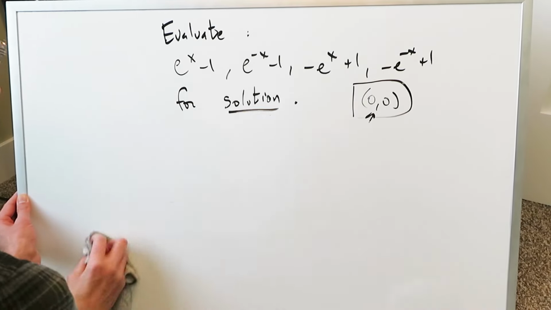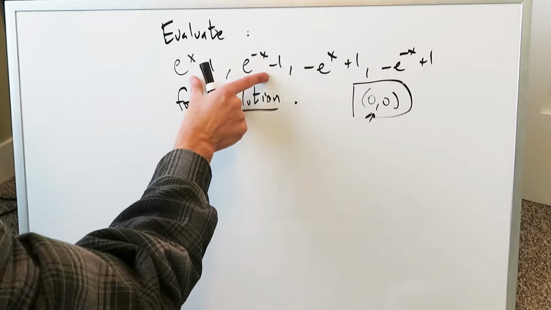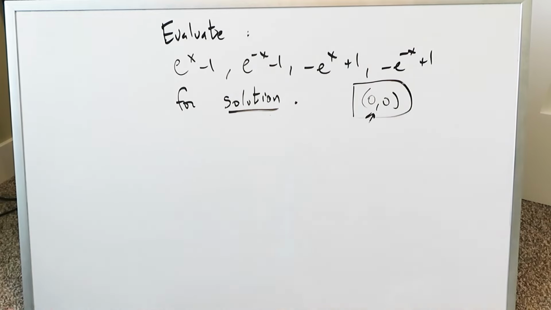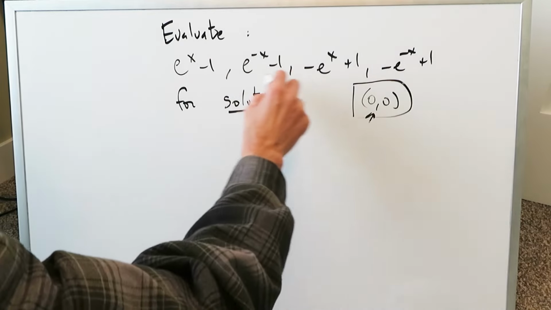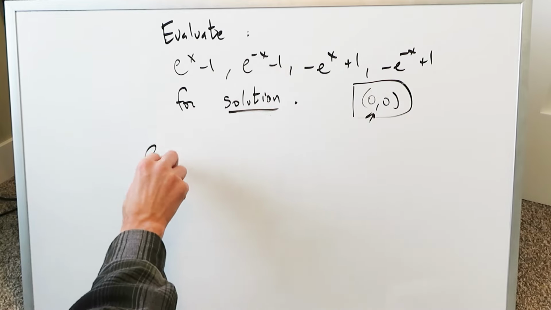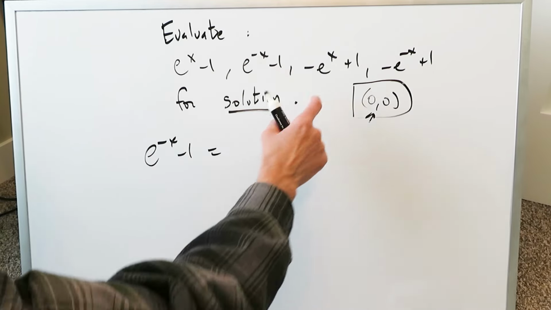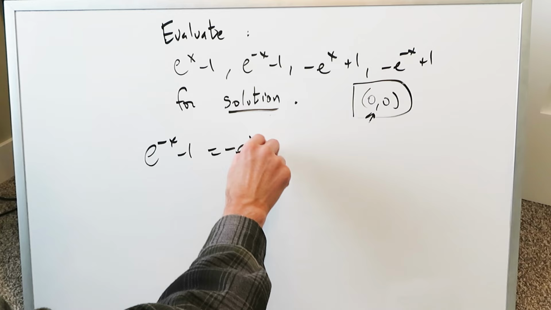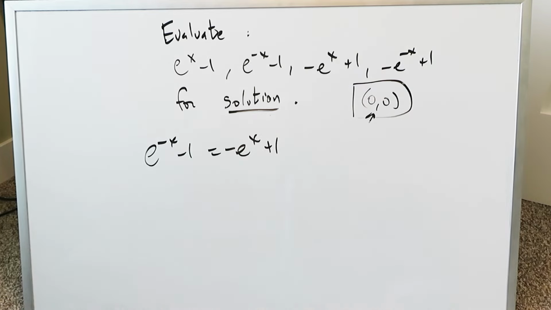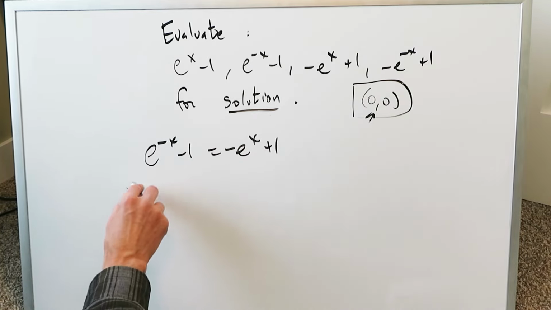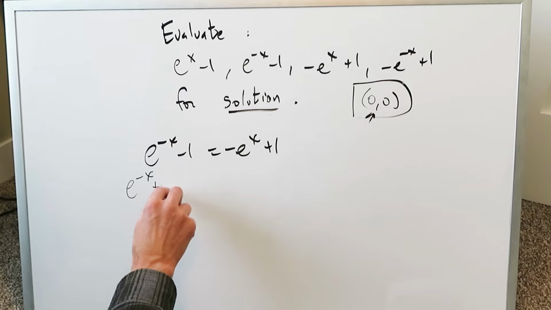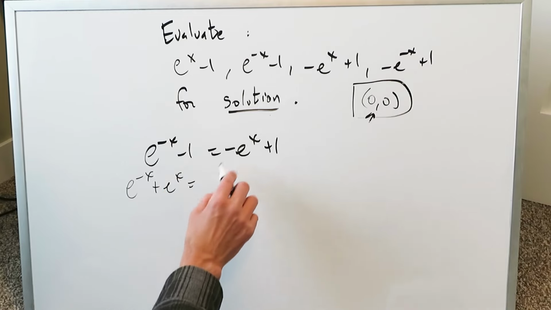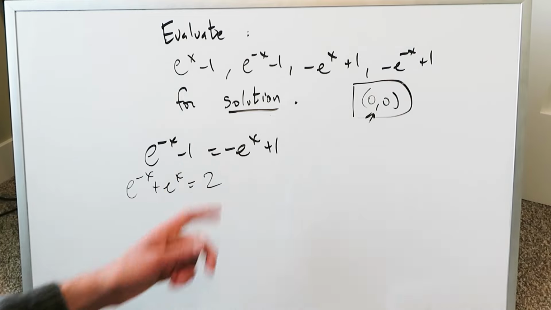Now I'm just going to take one of each. You see how these two are clumped together and then these two are clumped together in terms of how they show up on the graphs. Let's just take one of each. Let's take e to the minus x minus 1 is equal to this one right here, minus e to the x plus 1. And now let's solve. When you take this on the other side, you'll have e to the minus x plus e to the x is equal to, you take the 1 on the other side, you'll have 2. 1 plus 1 is a 2.